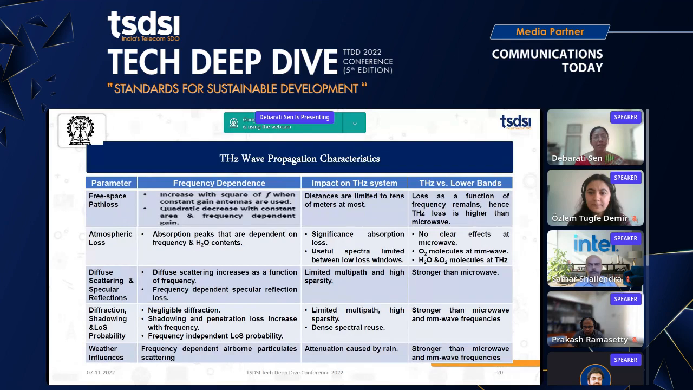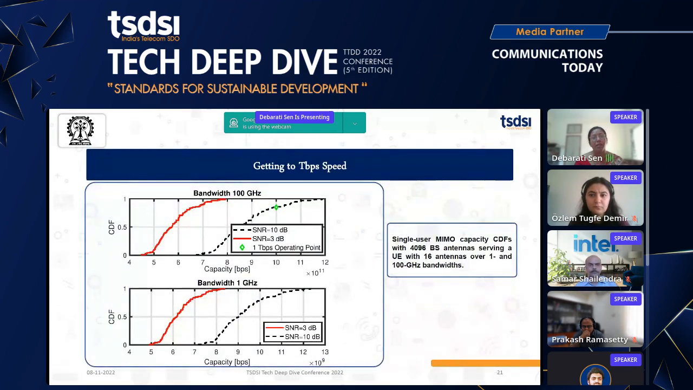These are some of the further terahertz wave propagation characteristics. I am not going into details, but it is very helpful for the system designers to understand how the atmospheric loss versus the diffusion scattering versus the specular reflections versus the line of sight probability to the weather influences can be balanced out. So what are the impacts typically on the terahertz versus other lower bands, and how the system design can be made robust with respect to all these different effects.